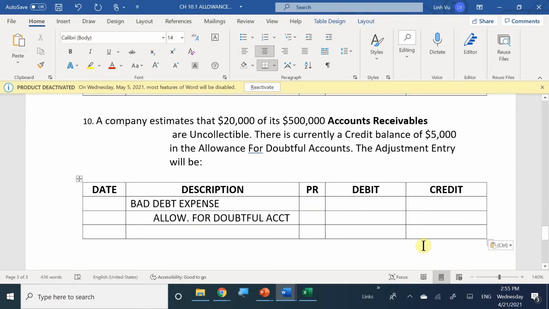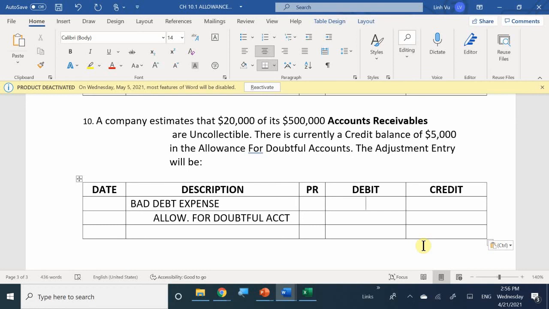Yes, right, because this time we have to look for those three things. The estimated amount, which is 20,000. The key word here is accounts receivable, so that indicates that we're using the balance sheet method. So therefore, we do care about whatever balance there is in the allowance for doubtful accounts.